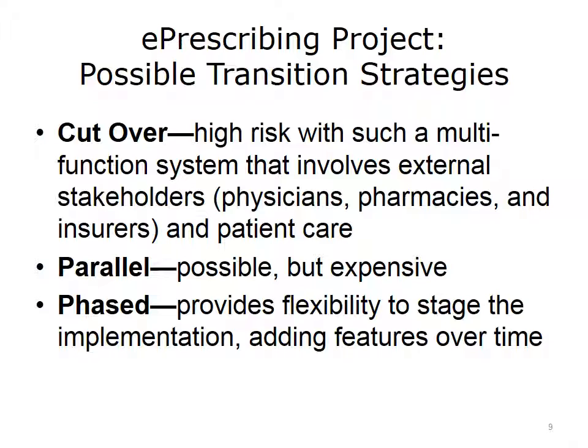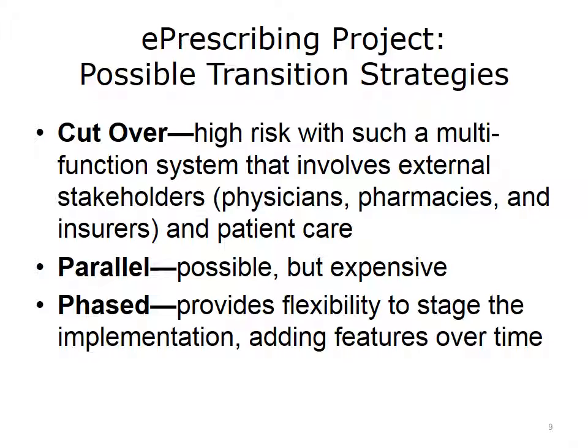Choosing a cutover could carry high risks when it is a multifunction system that involves external stakeholders and patient care. A parallel operation can be very expensive to run and difficult to coordinate the staff in how to make it work effectively. A phased approach would provide a lot of flexibility to stage the implementation, adding features over time. This is probably the best bet, based on the information we have about the prescribing system because of its multifunction nature.